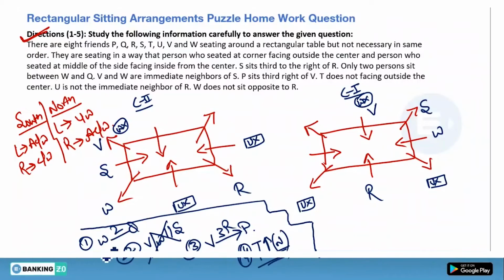Now the hint related to W: between W and Q, two persons are sitting, so 1 and 2, Q can come over here, 1 and 2, Q can come over here. So two possibilities are arising. So we will not use this point.